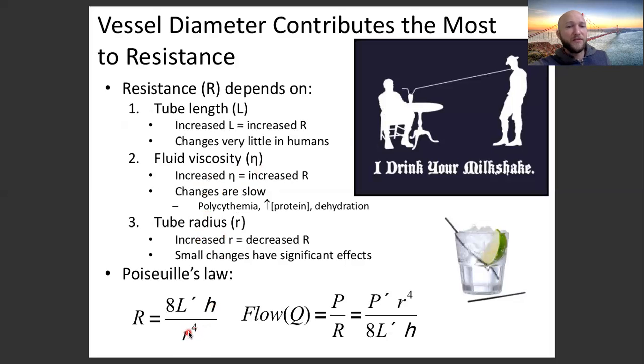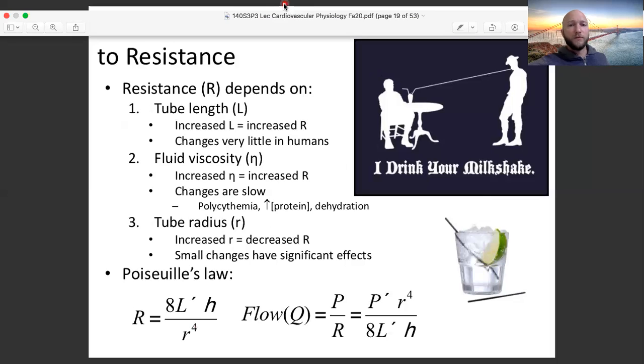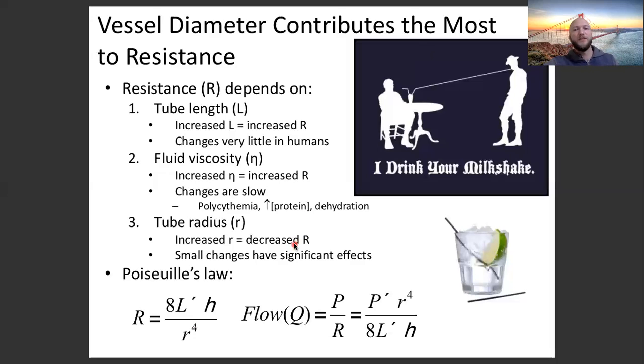All right, now let's get down to tube radius. Tube radius is to the fourth. So any change in radius is going to have a huge effect on resistance, which will have a huge effect on flow. So small changes in radius have a significant effect.